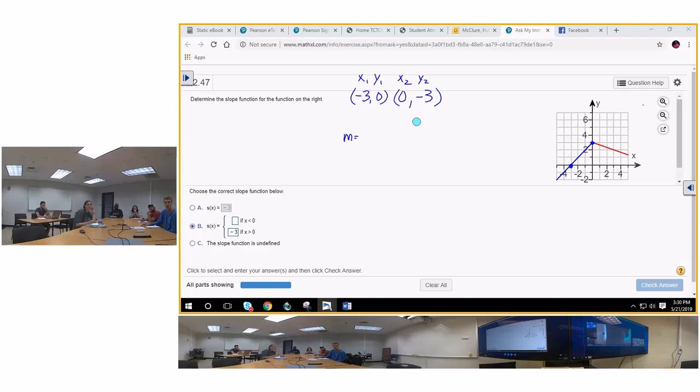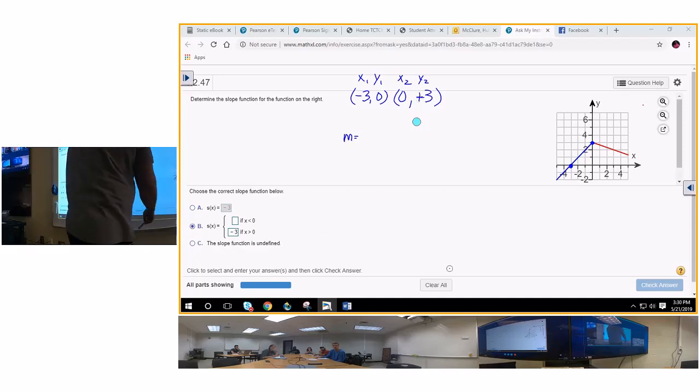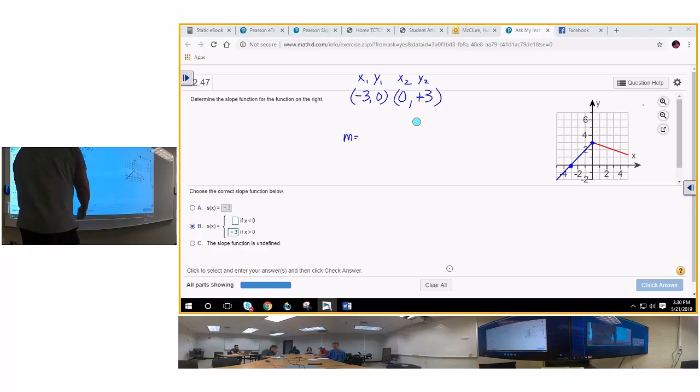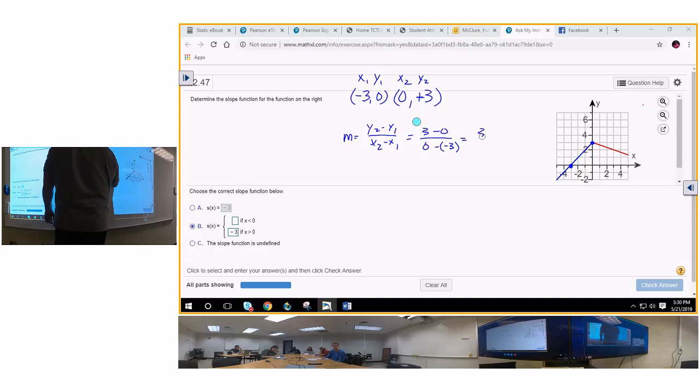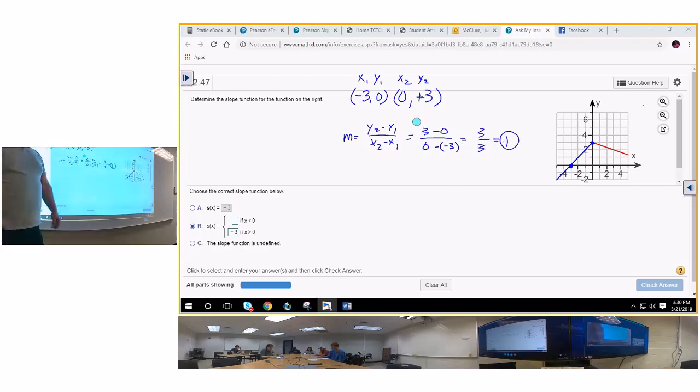I don't know why I just did that, my bad. Slope is y sub 2 minus y sub 1 over x sub 2 minus x sub 1. y sub 2 is 3 minus 0 over 0 minus a -3. And that's going to be 3 over what? 3. So that's your slope for your blue line.